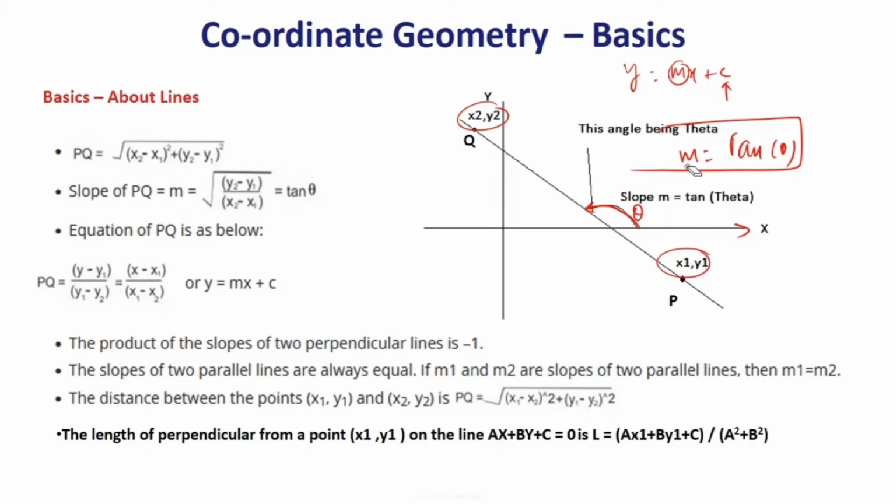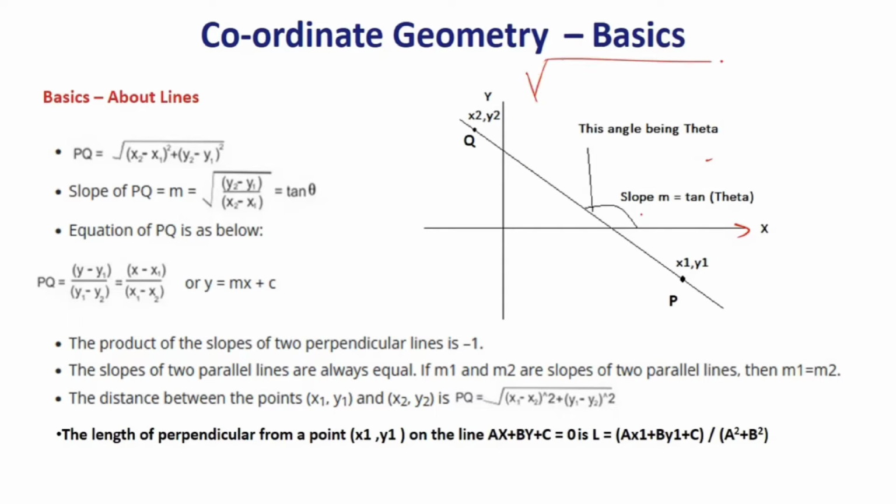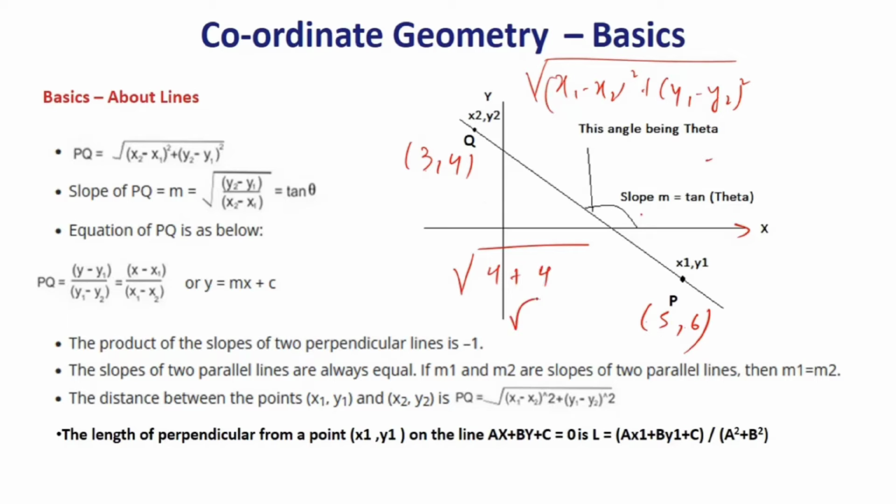First thing we will have to understand here is the distance formula, which is again very, very important. Between 2 points, if you want to calculate the distance, it is calculated by the distance formula: root over (x1 minus x2) whole square plus (y1 minus y2) whole square. So that's your distance formula. Let's say the first point is 3, 4, the second point is 5, 6. What is the distance? Root over (5 minus 3) square, which is 4, plus (6 minus 4) square, which is 4, root 8, which is 2 root 2.